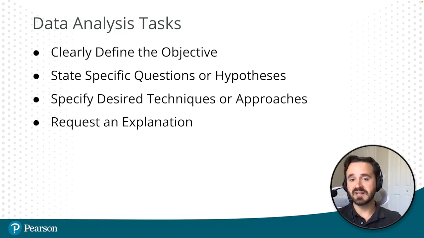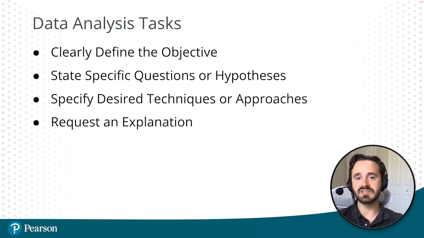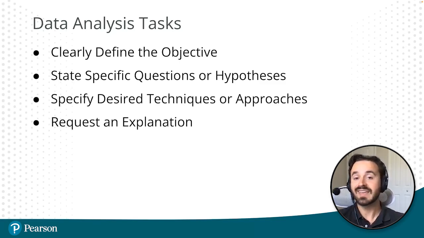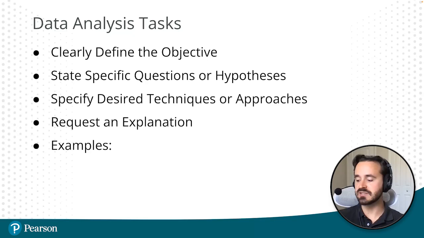So requesting an explanation, this one is kind of similar to what we discussed when we were talking about critical thinking tasks. ChatGPT might give you some ideas or some basic recommendations, but in addition to those, you're usually going to want to have some sort of explanation so that you can know why ChatGPT chose those recommendations. That can usually be very helpful in helping you analyze the effectiveness or the accuracy of those recommendations.